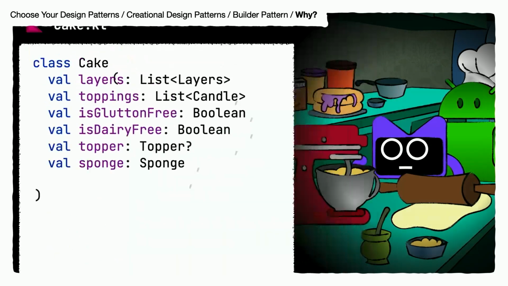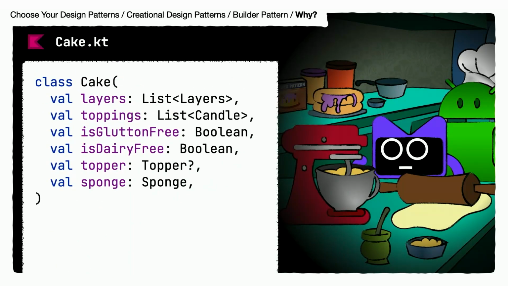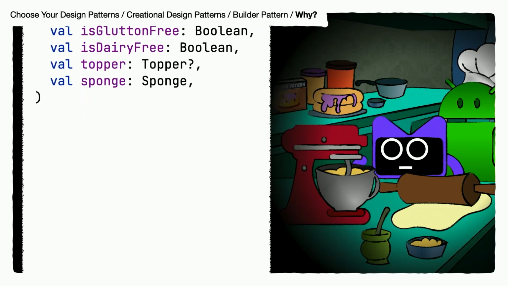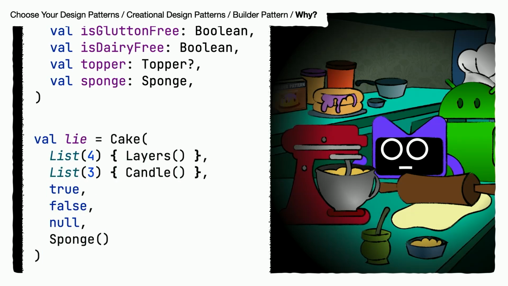When I click this, something funky looking thing happens. If you look at the braces, now the brace signs are different. This is what we call the primary constructor in Kotlin. It's just a combination of both the constructor and the field declarations into a single declaration. And this is how we use the primary constructor. You just call cake as if it was a function and then pass in all the arguments.